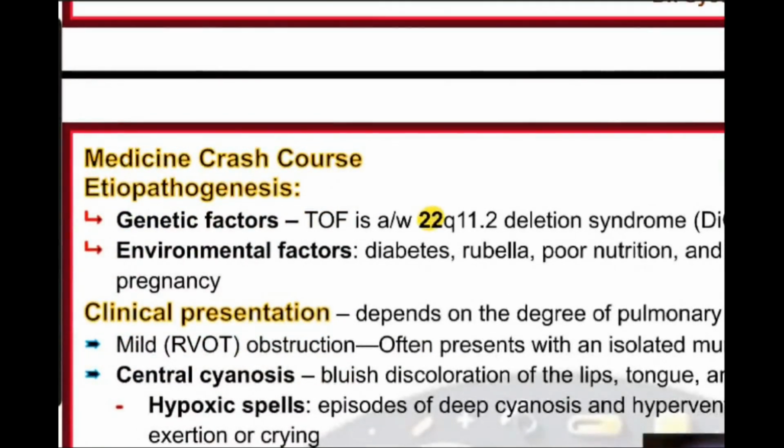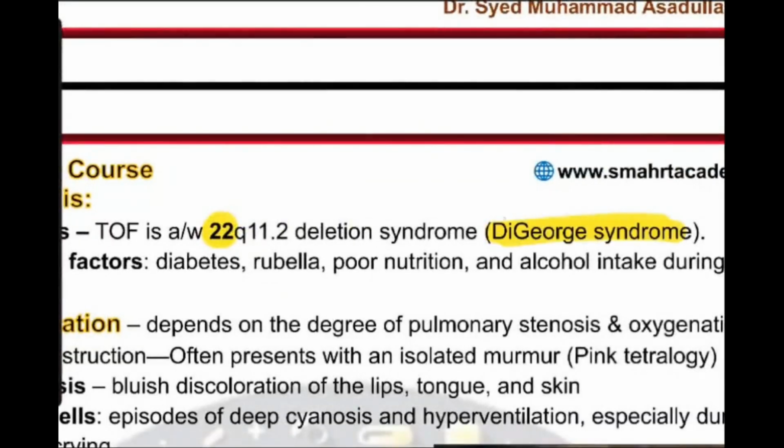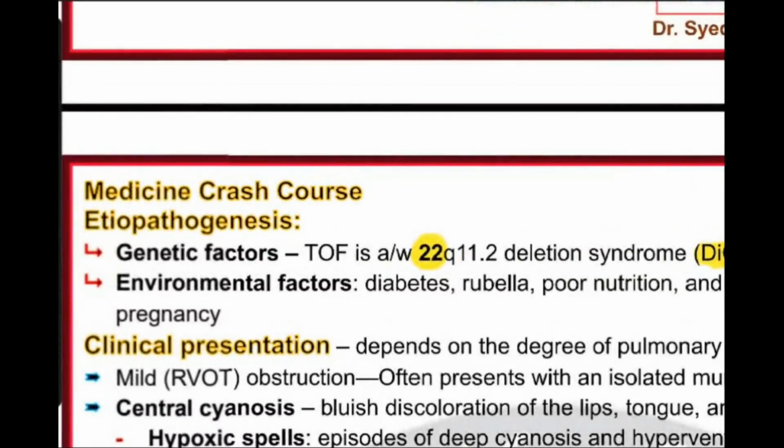See, TOF is associated with some abnormalities of chromosome 22. So chromosome 22, the famous abnormality, DiGeorge syndrome. In DiGeorge syndrome, there is abnormal cardiac development. So always, in children presenting with TOF, rule out DiGeorge syndrome. You do karyotyping and look for a specific region, the long arm, region 11.2. If it is deleted, it means DiGeorge syndrome is confirmed. Okay, genetic factor is this one.